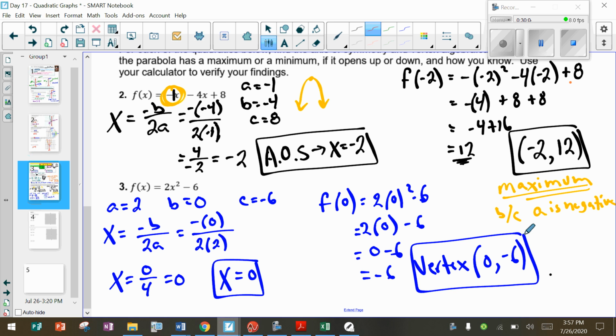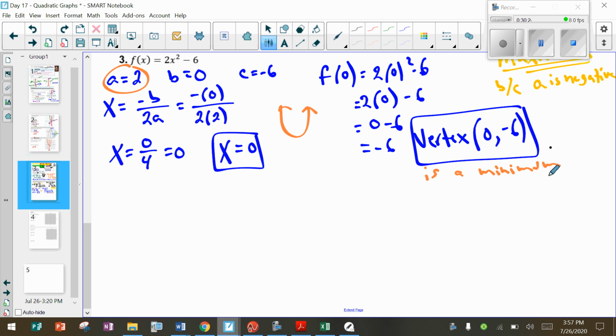Now, is this a maximum or a minimum? Well, because the a value here is positive, our graph will be a U shape. So the vertex is a minimum, because the a value is positive.